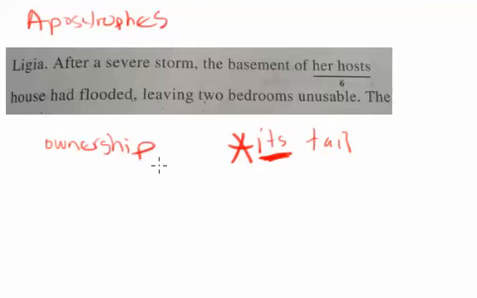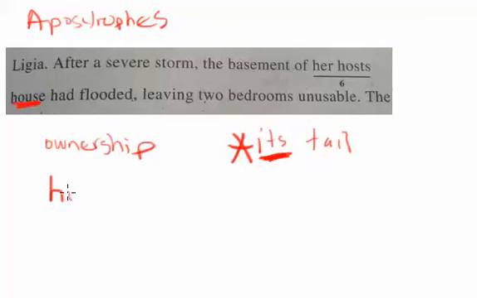So let's think about this. In this sentence, the basement of her host's house, the hosts own the house, right? It's this house here, we know it's her host's house. So we've got to think about an apostrophe here. The question is, where does it go? So we have a couple options. I'll give you a couple options because the choices aren't here.